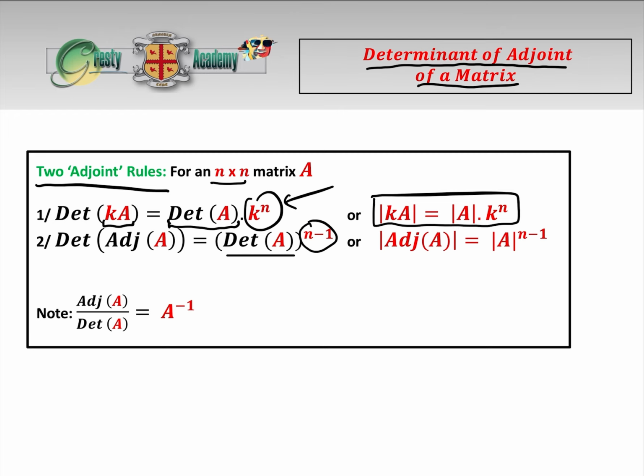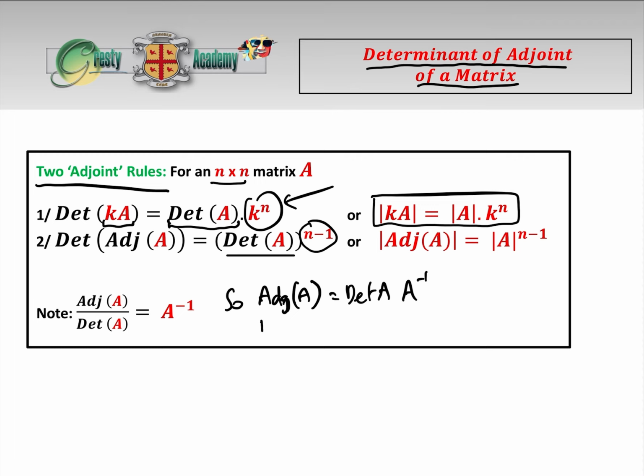And the reason why that is, if we just look here, the adjoint of A is defined as adjoint of A over determinant of A equals the inverse of A. So basically that means that the adjoint of A equals determinant of A times A minus 1, the inverse matrix, and the determinant of A is just a scalar.